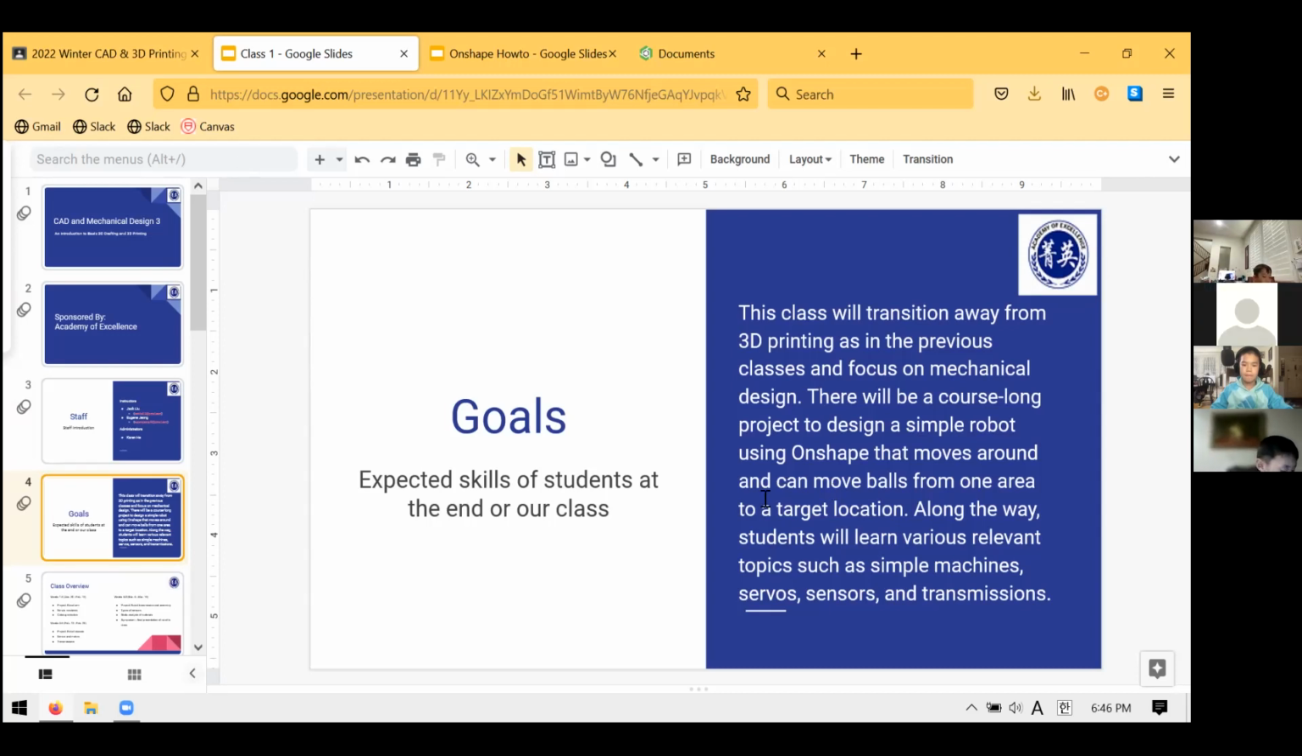Over the course of this 8-week class, we're going to be designing together, I guess individually, but with support together, a simple robot in Onshape with the goal of moving something like a ball or another target from one place to another. And along the way, hopefully, you'll learn a little bit about concepts like simple machines, which will help you understand better how to design things in CAD that would make sense in real life.